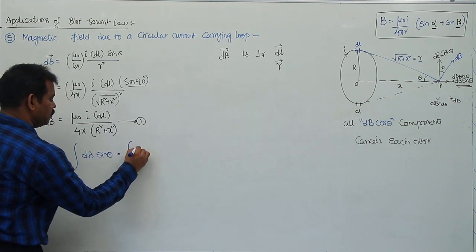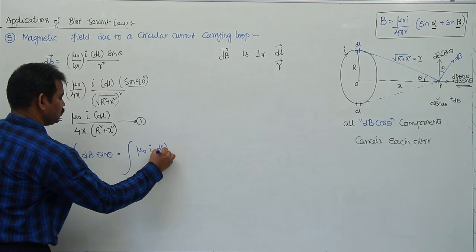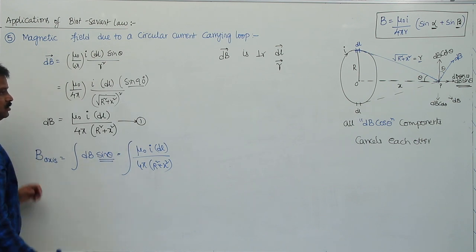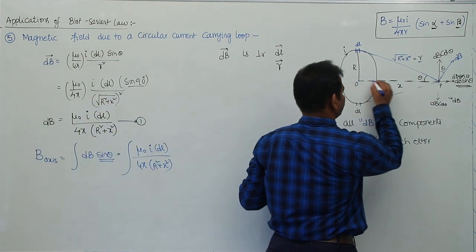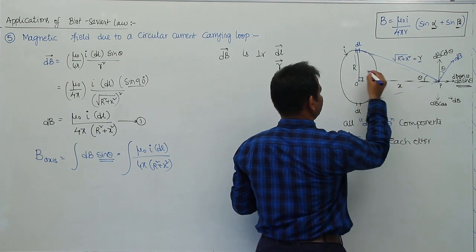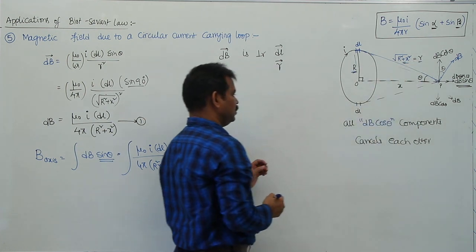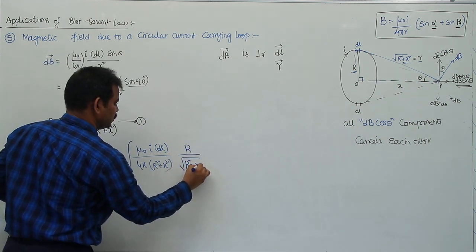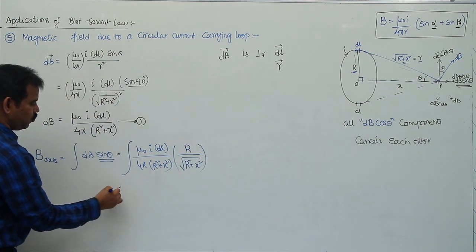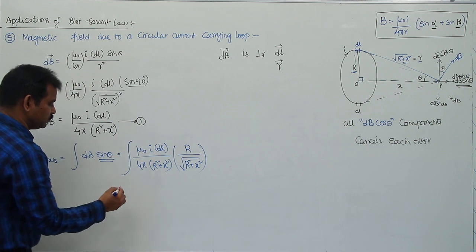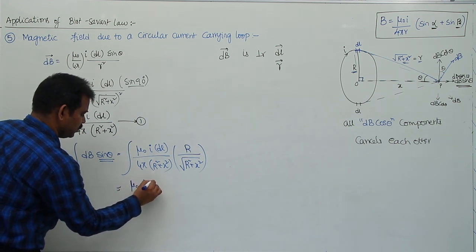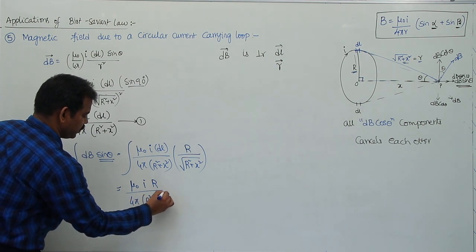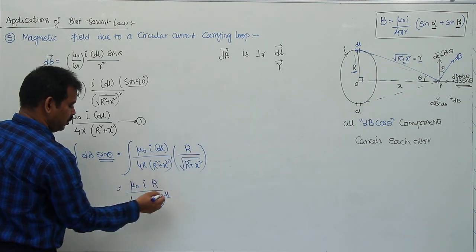Now substitute dB, which is given by mu naught into current into dl by 4 pi into r square plus x square. What is sin theta? Here we have a right angle triangle, so sin theta is equal to opposite side by hypotenuse, which is r by root over r square plus x square. Now the constants you can bring outside the integration. So this will become mu naught into I into r by 4 pi into r square plus x square whole power 3 by 2.